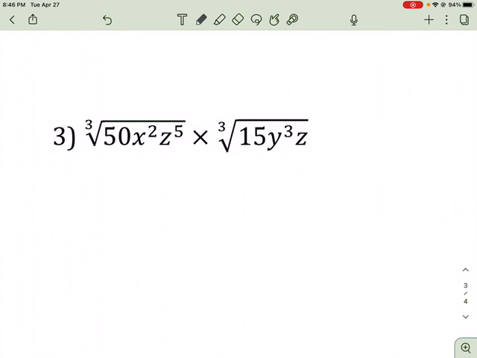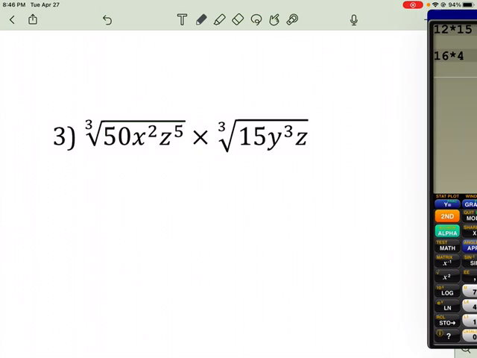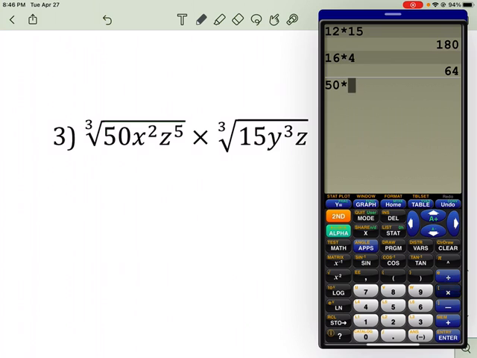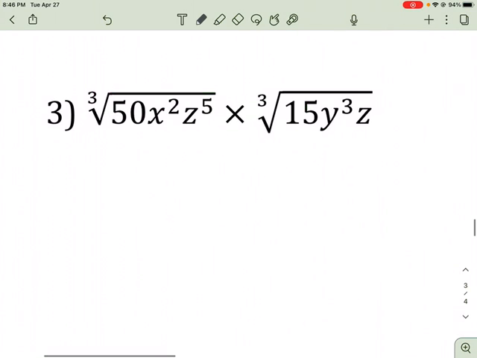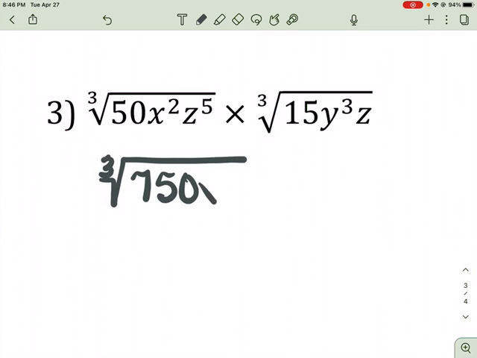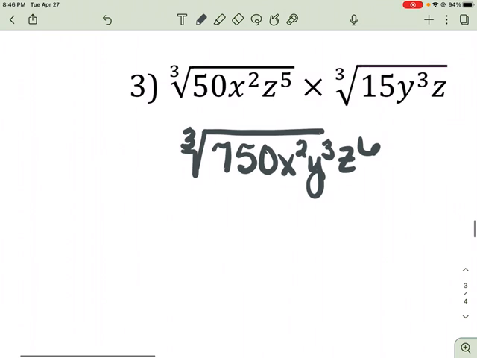Okay, they're both cube roots. We're good. We're going to multiply our numbers and then add our exponents of our variables. So 50 times 15, 750. So we get the cube root of 750 x squared y cubed z to the 6th. Okay, so on the side here I'm going to do 750. It doesn't matter what two factors you can pick. You can pick the 50 and the 15, which is how we got here in the first place.